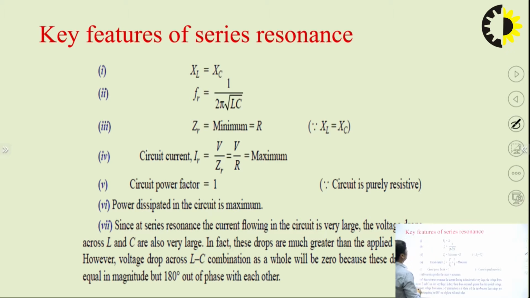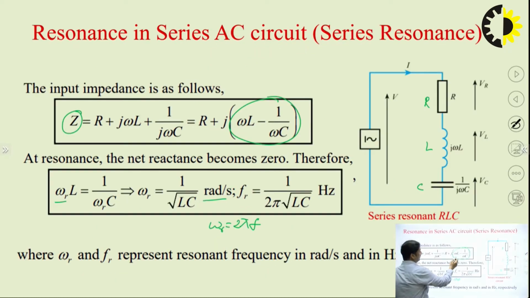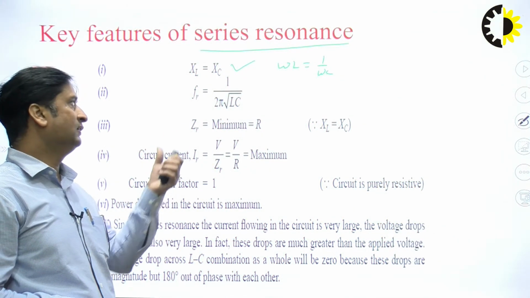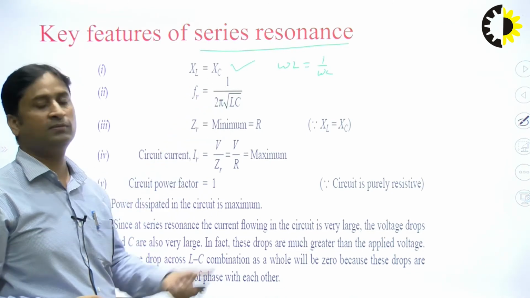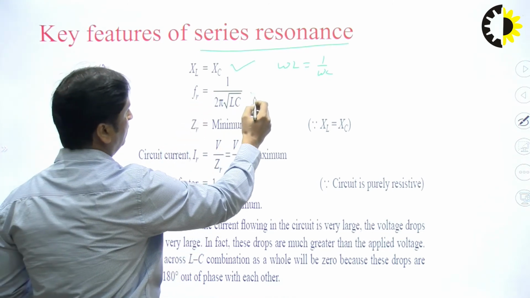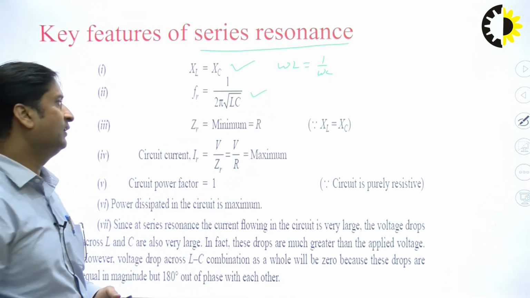Now, let us talk about some key features of the series resonance. One is that XL is equal to XC. We have seen in our previous slide that omega L is equal to 1 upon omega C, that is, XL is equal to XC. It means that at resonance, these two reactances must be the same. Then we can find the resonance frequency, which is equal to 1 upon 2 pi root LC, in hertz.